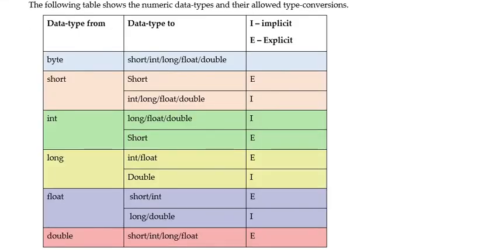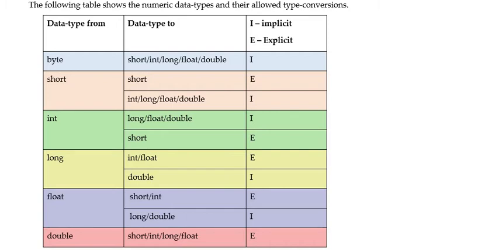This table is for your reference. You may pause the video, give a good look at it and see how the data types are converted from one type to another. Byte is the shortest of all the various primitives which are there. Byte, when converted to short or int or long or float or double, is all implicit. That means the compiler can convert it and there is no loss of data.